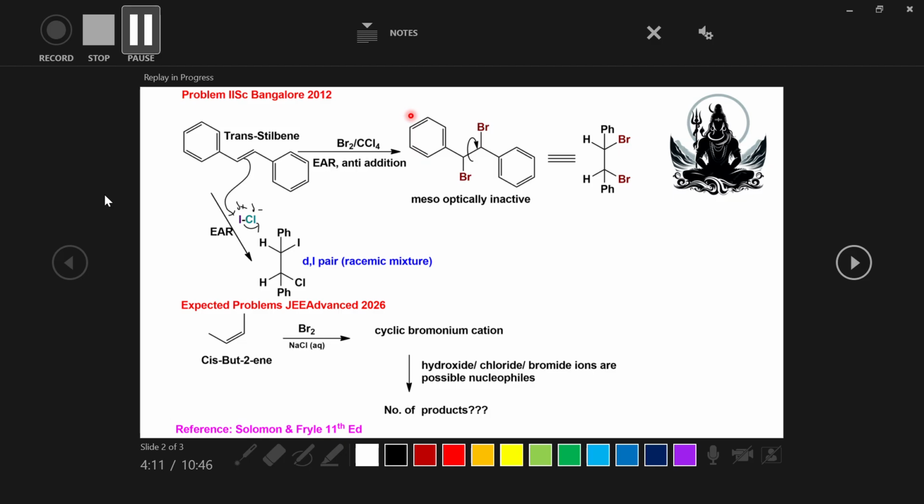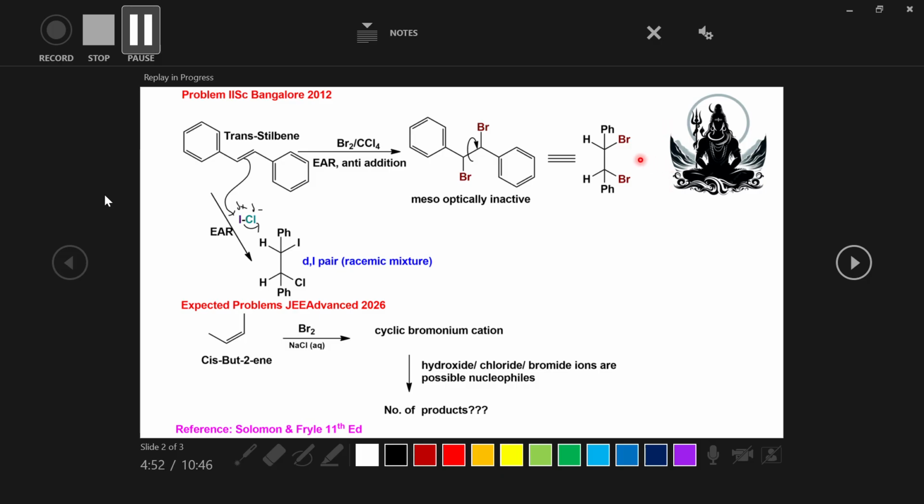A simpler way of remembering this, as I had discussed before, is that whenever you have a trans compound and you make it undergo anti-addition, you will always end up getting a meso product. This is one way of representing the meso product. Now, if you draw the Fischer projection of that, this molecule is equivalent to that, and we are representing that by three lines, which means they are equivalent to each other. As you can see, both the bromos are on the same side, both the hydrogens are on the same side. At the top we have phenyl, and at the bottom we have phenyl.